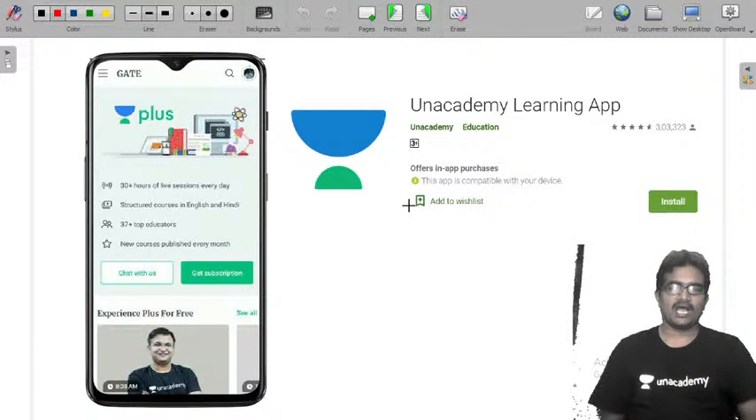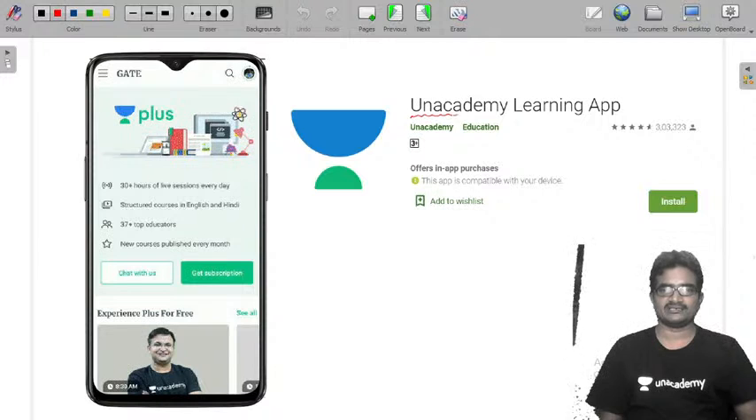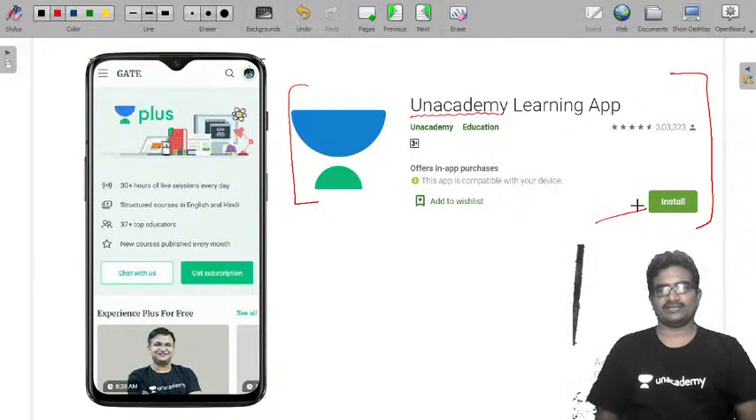Now here we check how to get the Unacademy learning app onto our device. Just go to the Play Store on your device and type Unacademy in it. By typing Unacademy, it will load the Unacademy learning app like this. By clicking on this install button, it will install the Unacademy learning app onto your device.